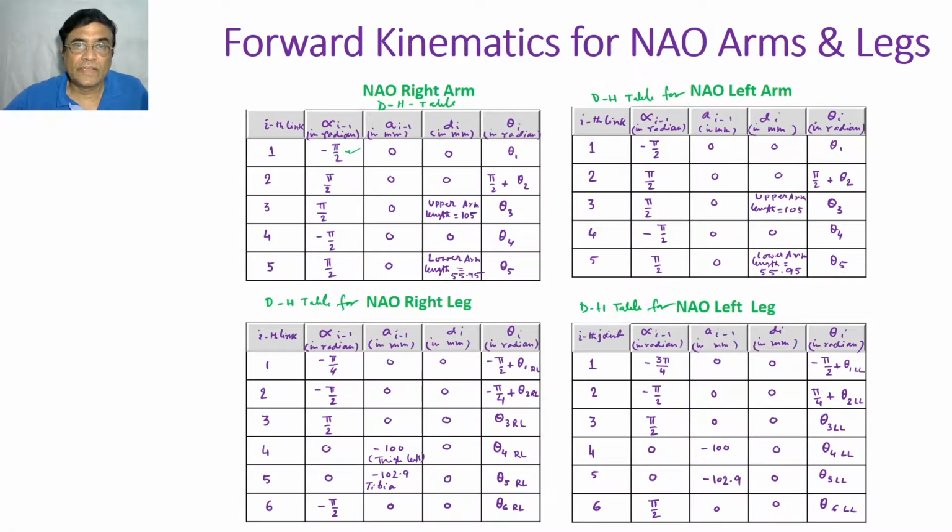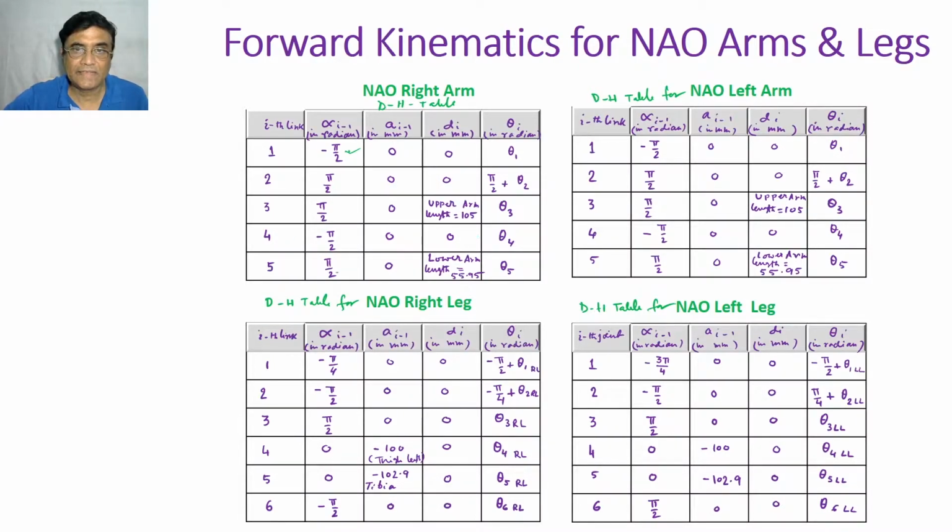So very beautifully, first we'll show you that for the right arm: minus pi by 2, all are 0, theta 1, pi by 2. This is the twist angle. And then pi by 2 plus theta 2, because theta 2 is always making an angle of pi by 2 by construction, so this has to be added. And this is the upper arm length, which is 105 millimeter, and we are measuring all angles in radian.